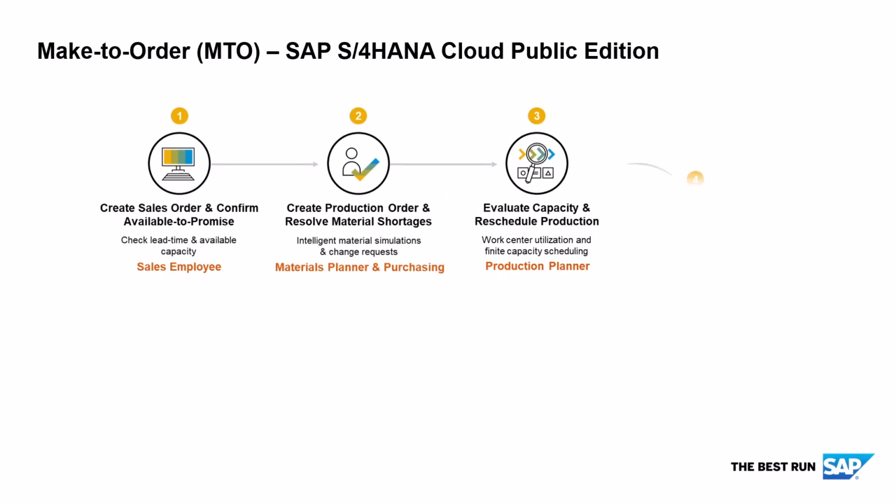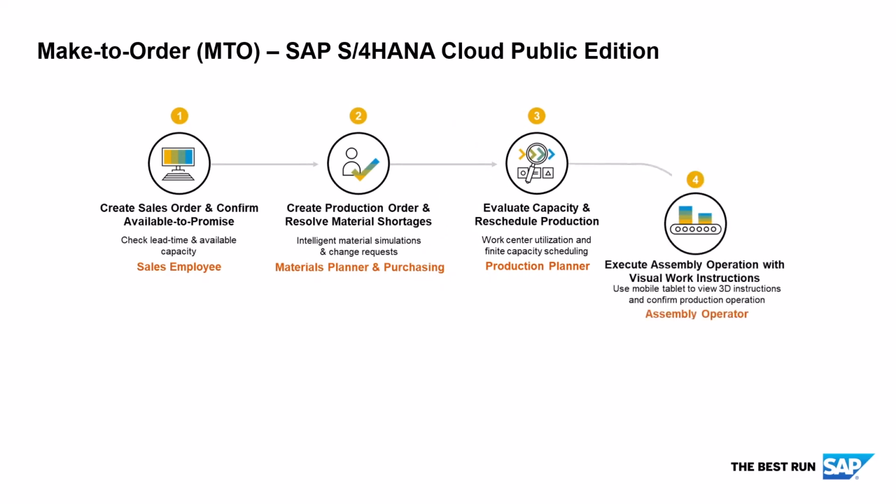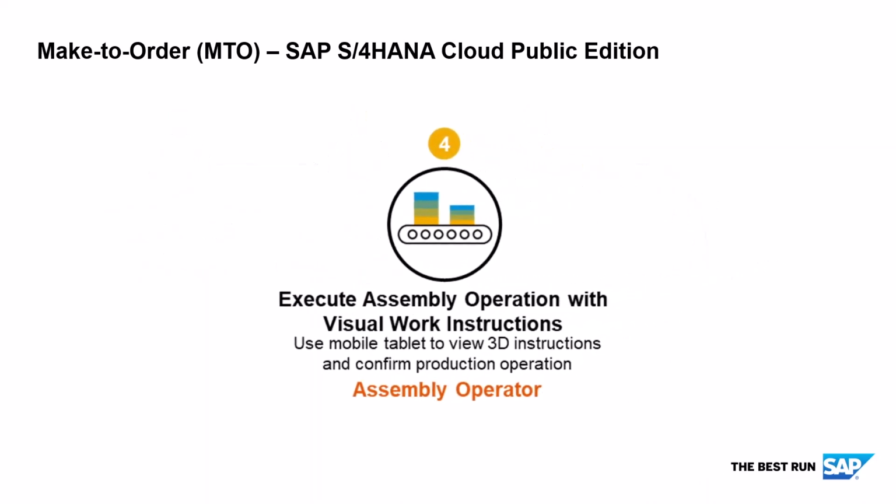Now the assembly operator is going to execute the first operation and view some visual work instructions. The assembly operator is going to use a mobile tablet to execute the assembly and use a link to the SAP Visual Enterprise model to see an animated work instruction. Note some custom shortcuts are used in this part of the demo.